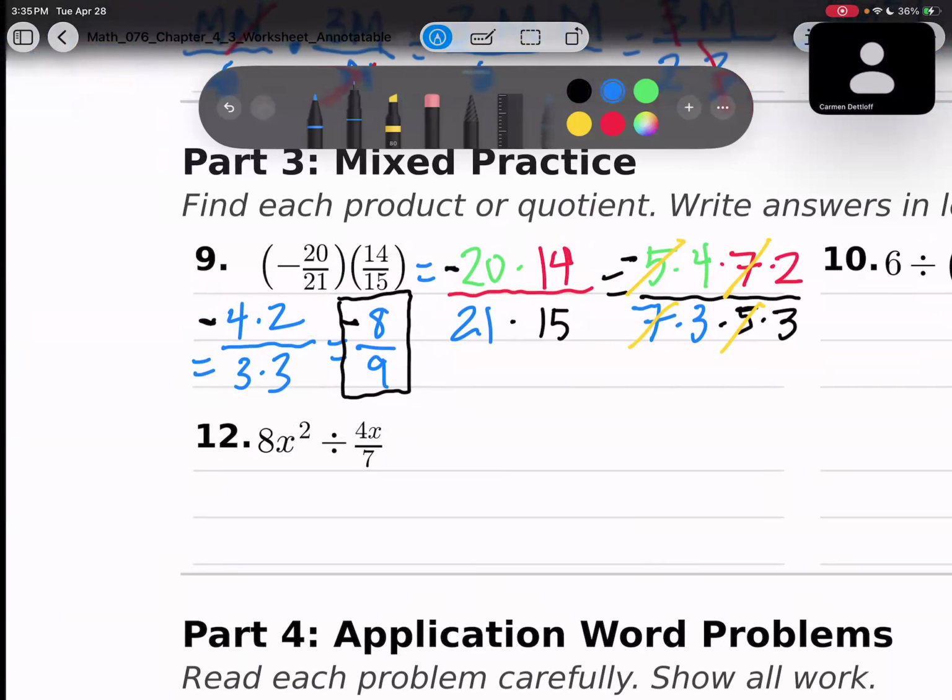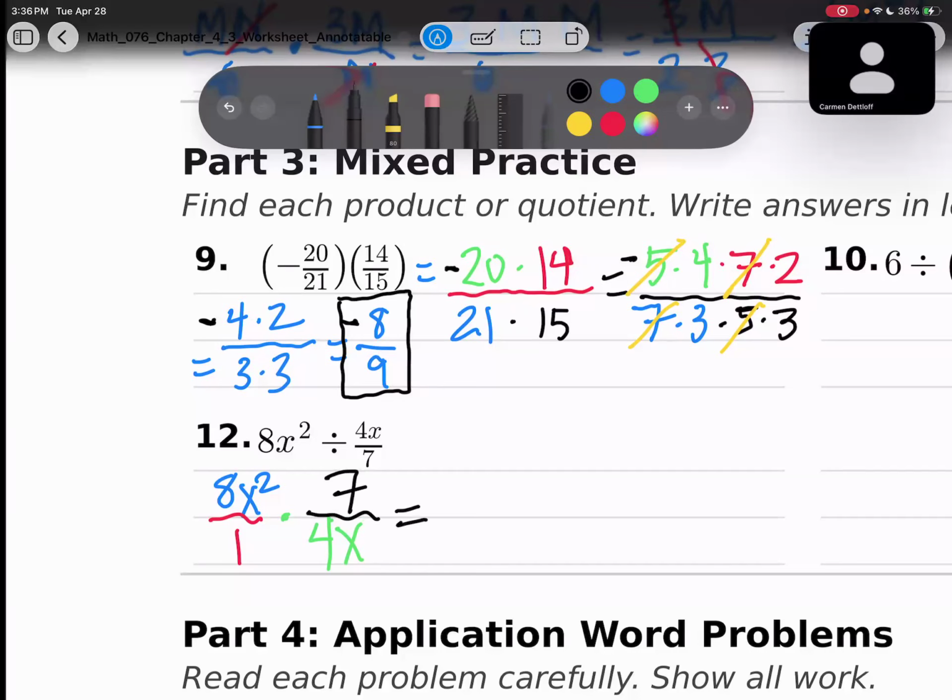Okay, my first term, 8x squared divided by 1 multiplied by 4x, because I'm switching it to multiply this symbol. So that means I've got to flip this. So my 4x in the numerator goes down to the denominator. And then in my numerator, I have 7. Okay.